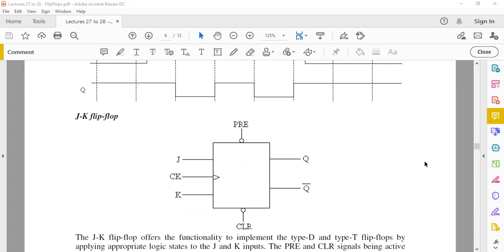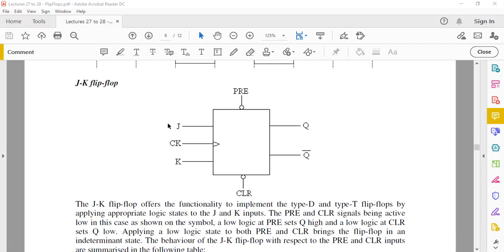Now, the JK flip-flop is nothing new here. The JK flip-flop is sort of a universal flip-flop. The name is saying JK, so you have inputs called J and K, and outputs Q and Q bar. And then the clock and the preset and the clear are shown here. You can see a small change here.